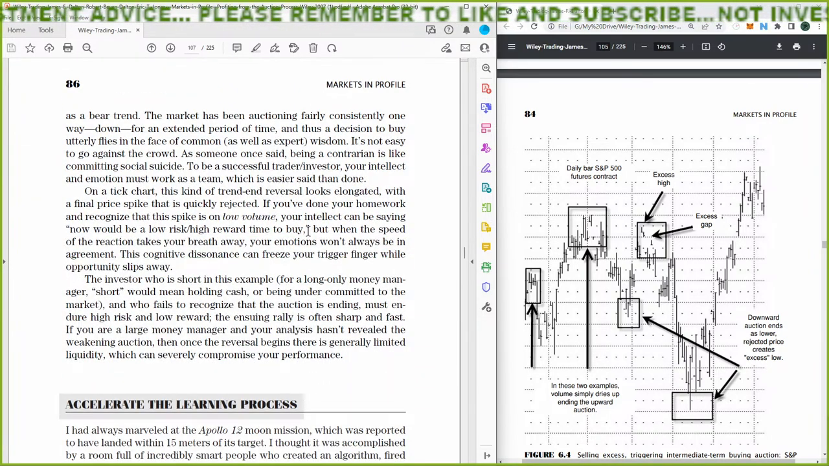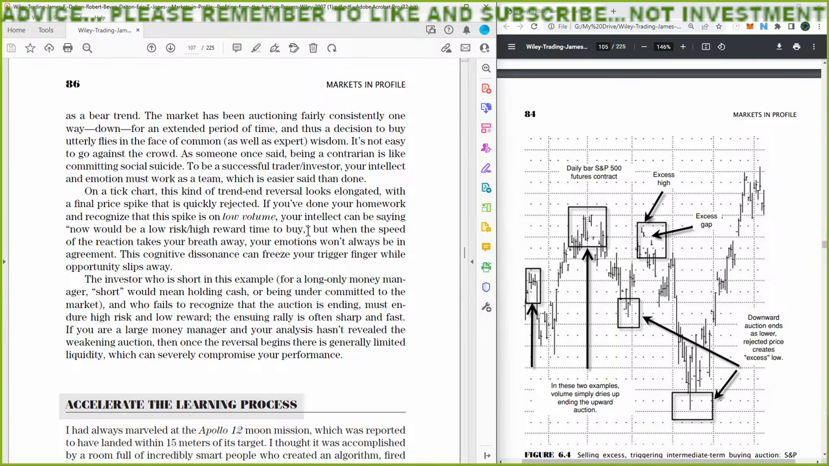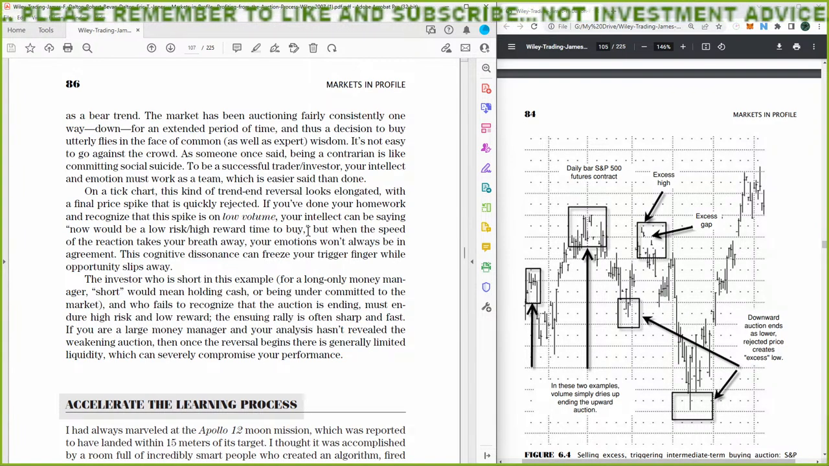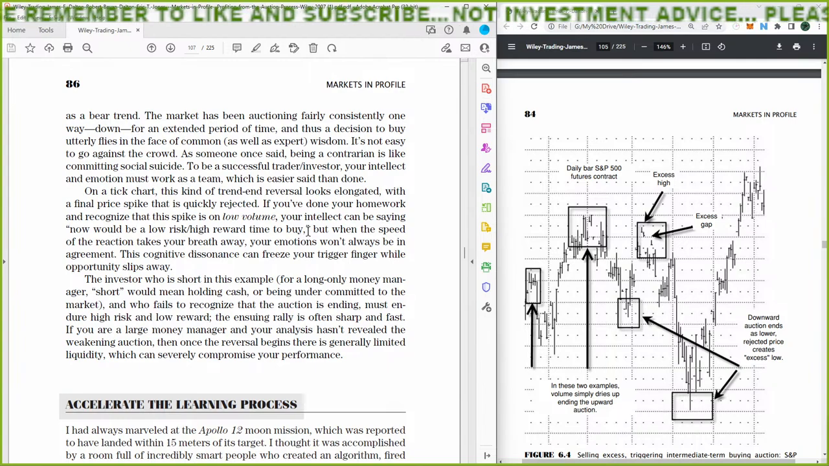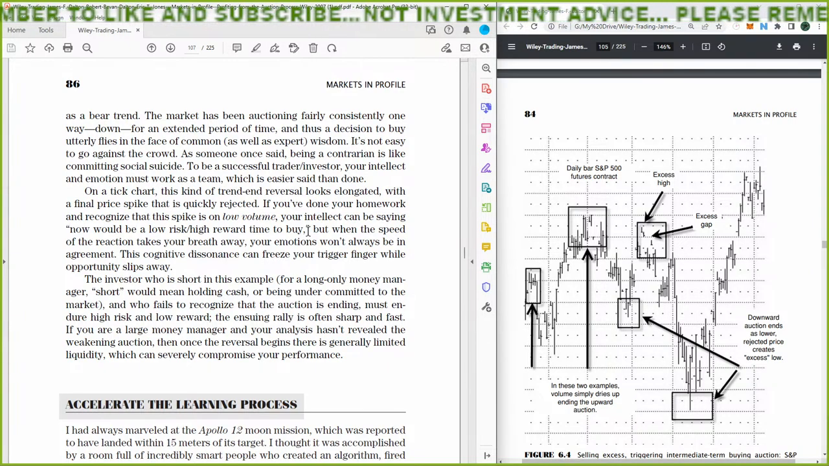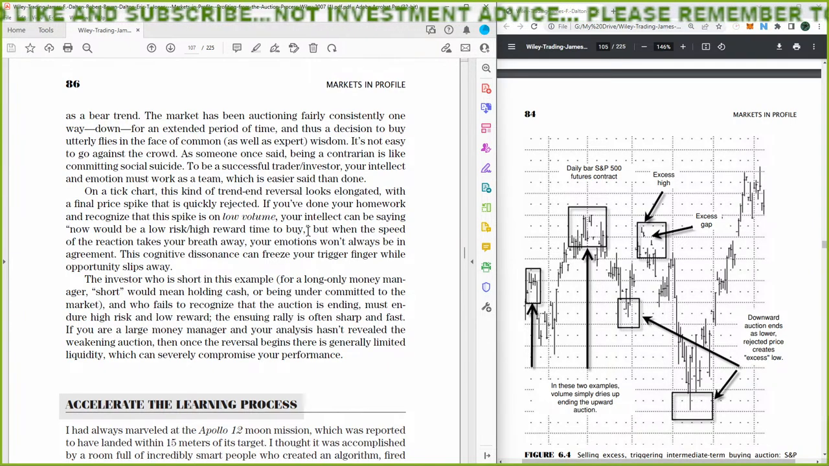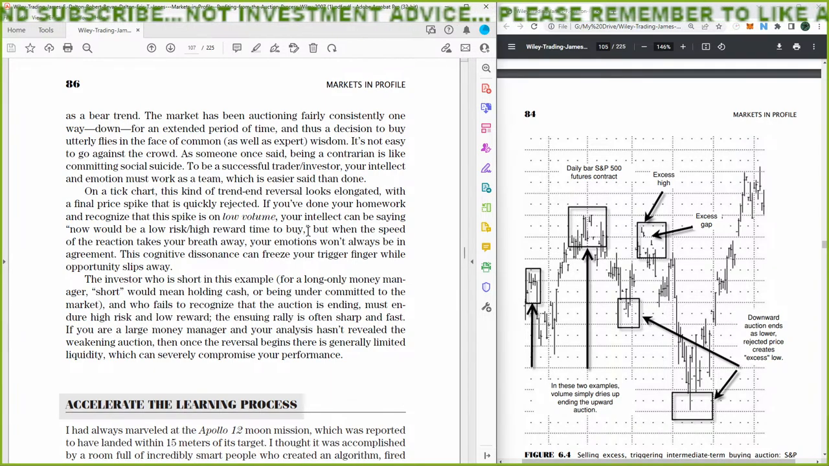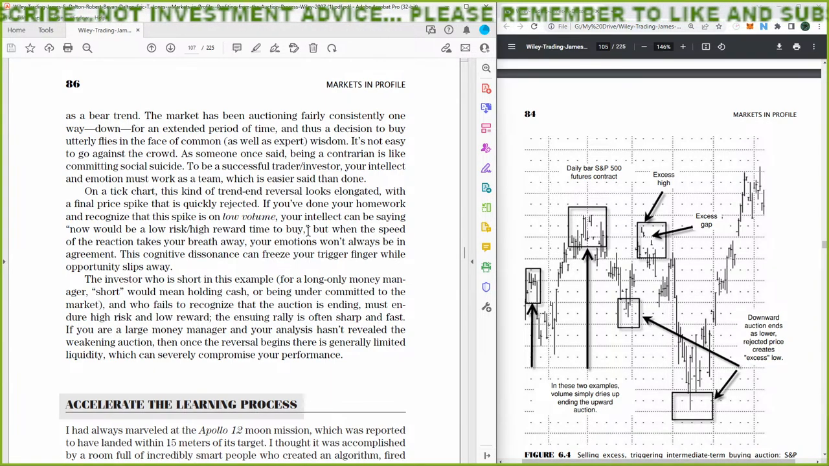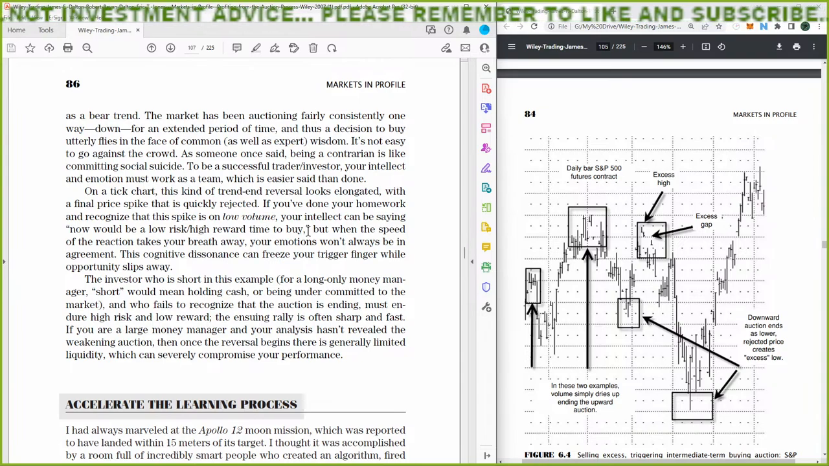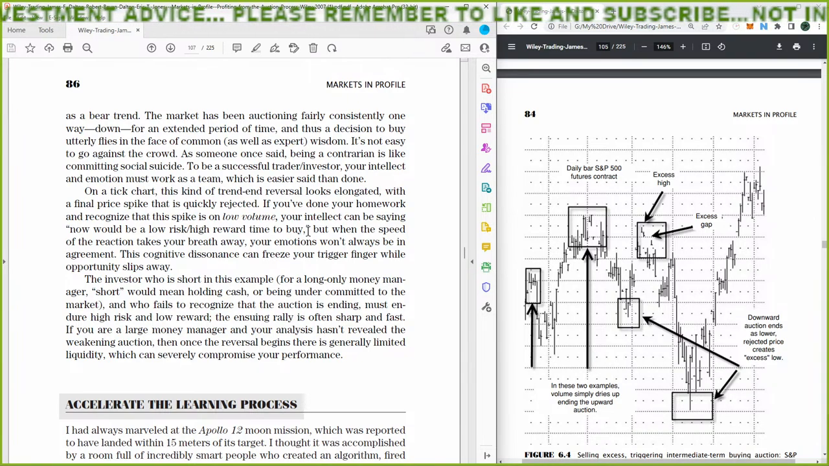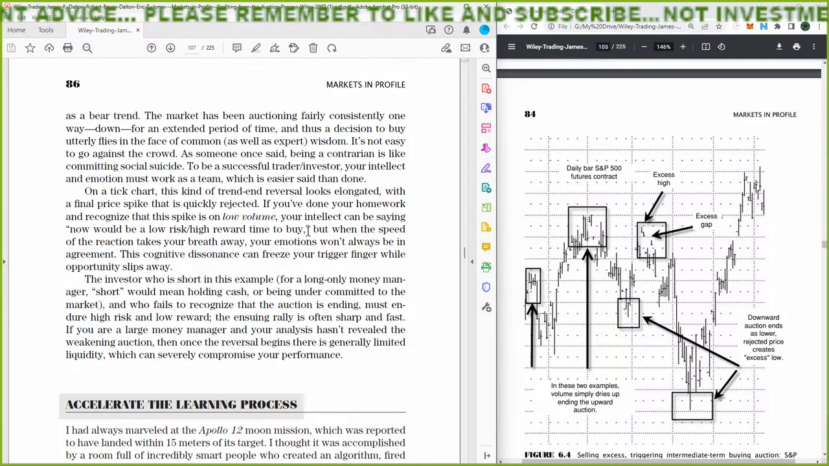In a bear trend, the market has been auctioning fairly consistently one way, down, for an extended period of time, and thus a decision to buy utterly flies in the face of common as well as expert wisdom. It's not easy to go against the crowd. As someone once said, being a contrarian is like committing social suicide.